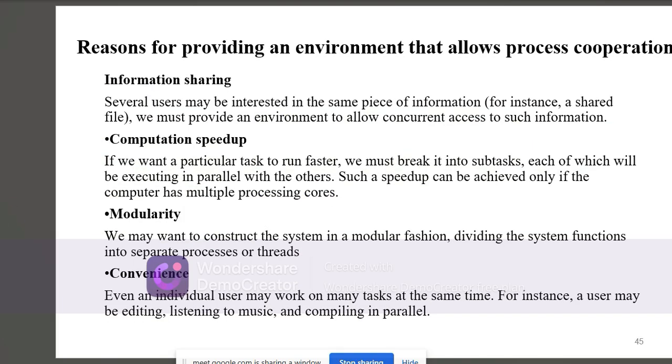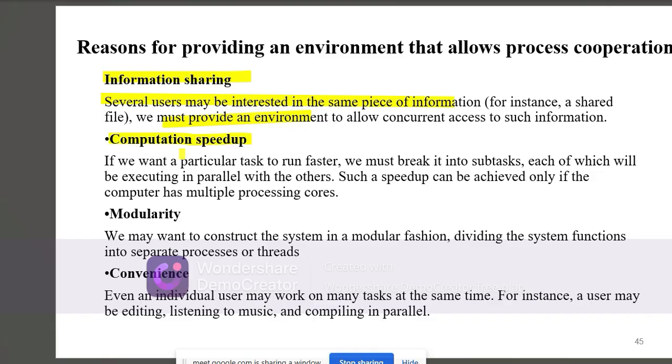So what are the reasons because of which communication is required? First is information sharing. When resources are sharing information, communication is required because there is some amount of sharing. Several users may be interested in the same piece of information. In such a case, information sharing is needed.